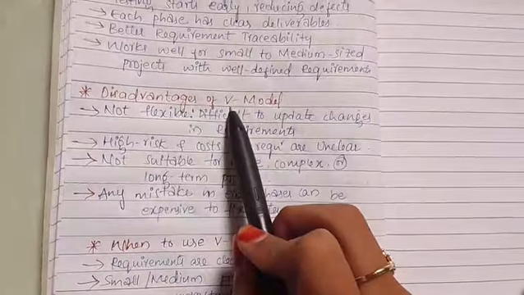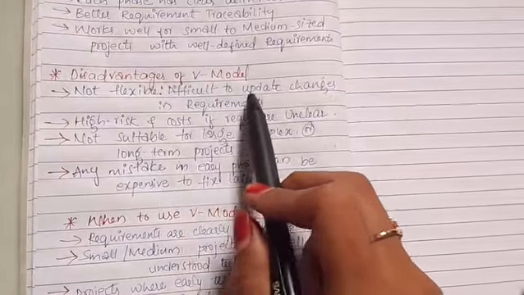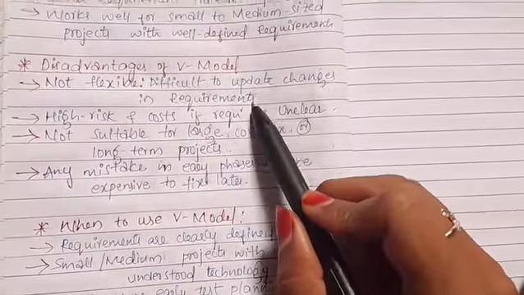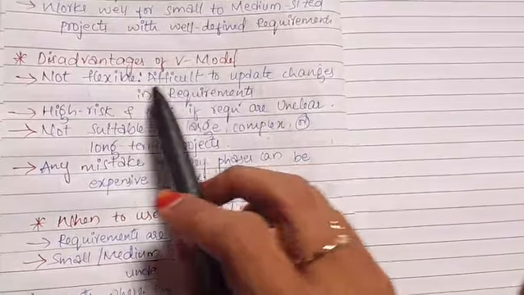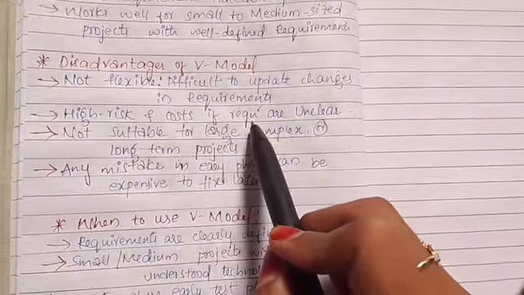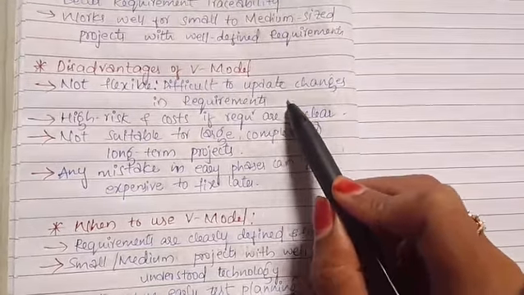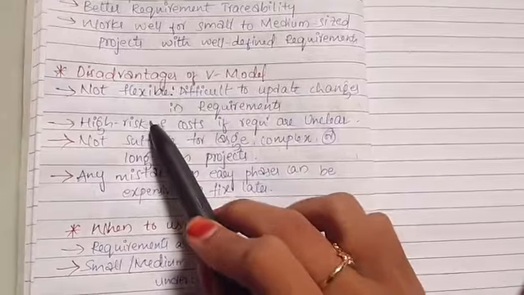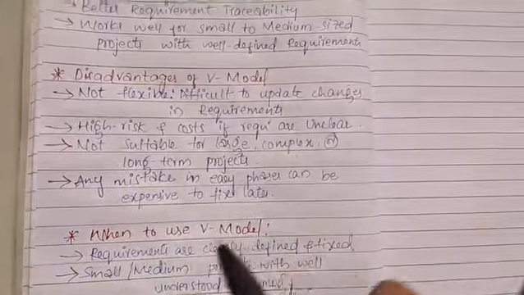And we have some disadvantages also in the V model. It is not flexible, because it is difficult to update changes in requirements. If the customer wants to add or remove any requirement, that is very difficult. And there is high risk and cost if requirements are unclear. If they don't know the perfect requirements, then it costs more, and we have high risk.